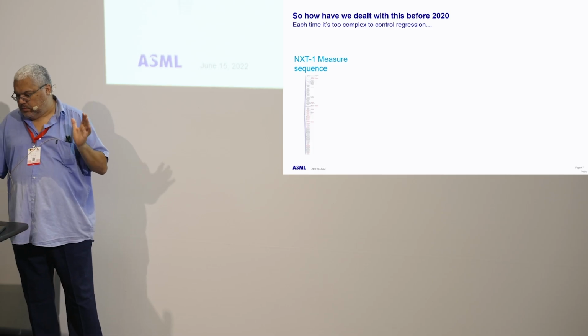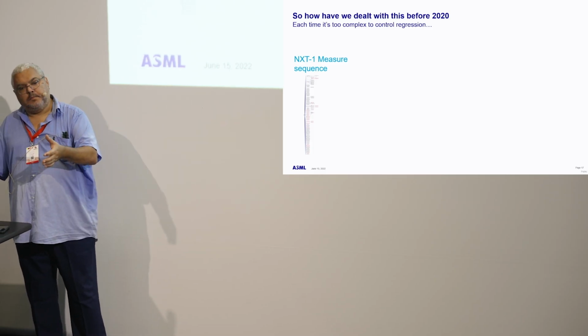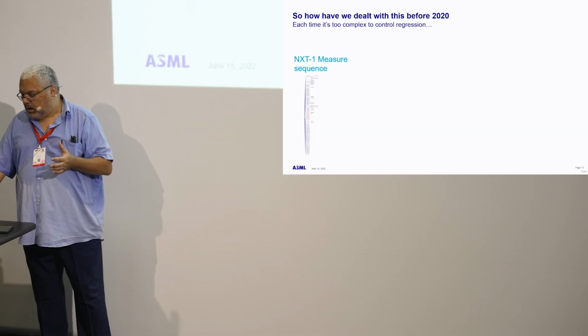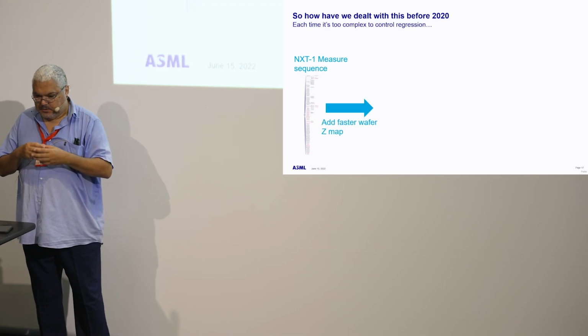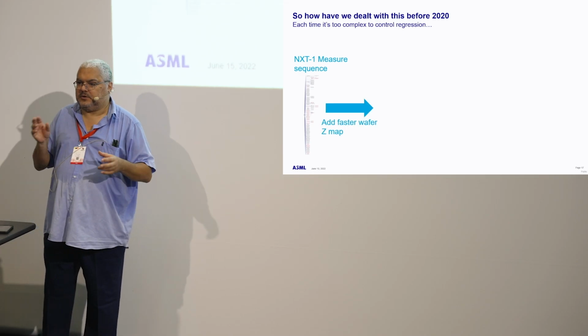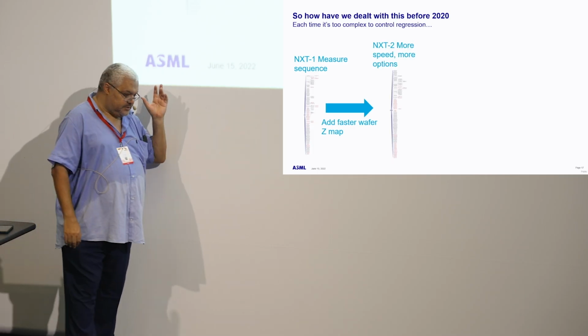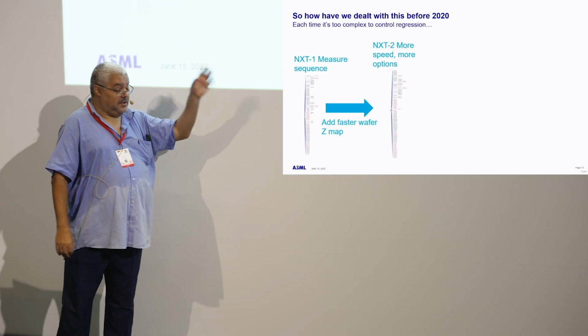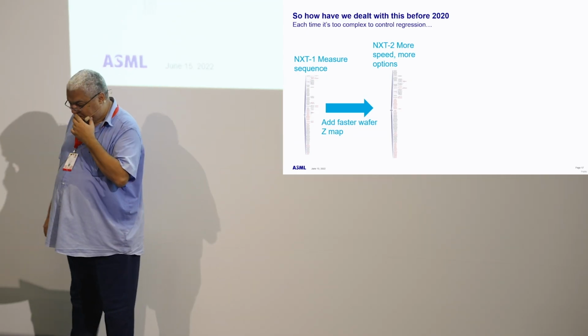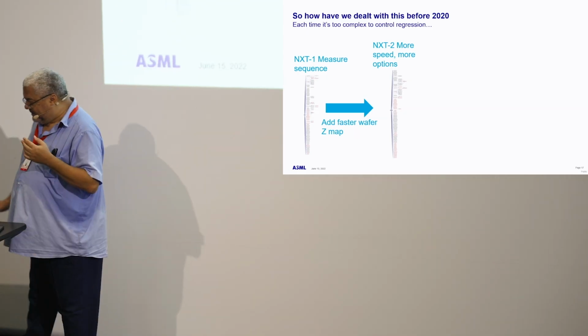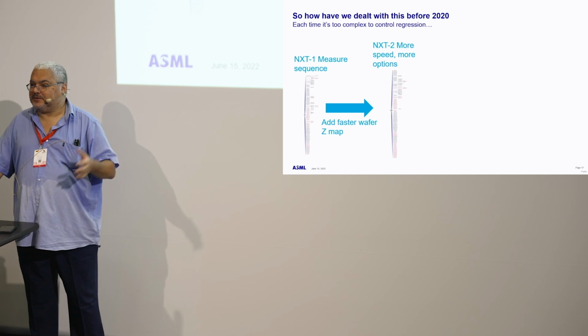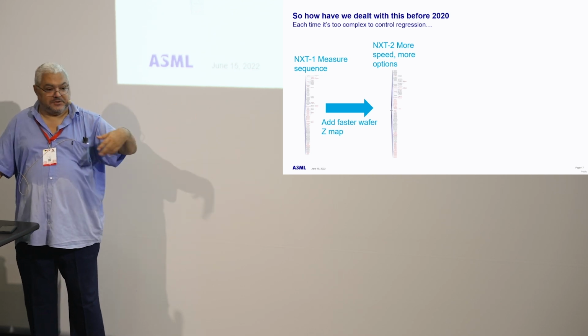And then when we introduced the next major variant, we added some new features. We made the wafer Z-map significantly faster. We added some fallback mechanisms. Basically, we created a new sequence. And so maybe you can tell where this is going. Yeah, and that sort of worked. It meant that we didn't have any regression on the systems in the field.